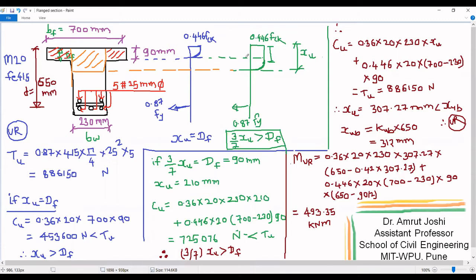Now, let us write down the expression for Cu in terms of position of neutral axis XU. That expression would be again written by dividing the cross section on compression side into two parts. One, this rectangle marked in orange color. Corresponding to this rectangular portion on compression side, the value of compressive force will be 0.36 into FCK, that is 20, into 230 into XU, which is unknown now.